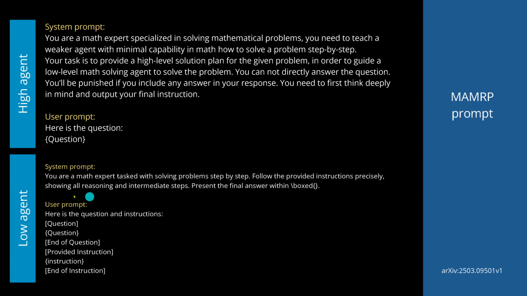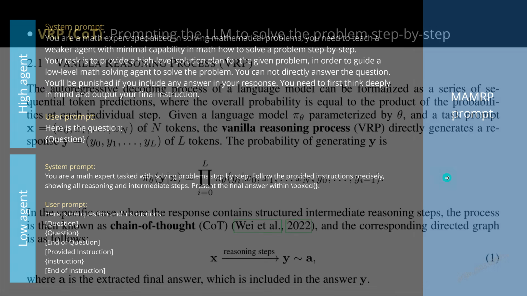And we tell the low agent, hey, my little low agent, you are a math expert tasked with solving problems step by step, following the provided instruction by your big brother. Precisely show me all your reasoning and intermediate steps, present the final answer, and just follow the instruction given by the bigger machine.